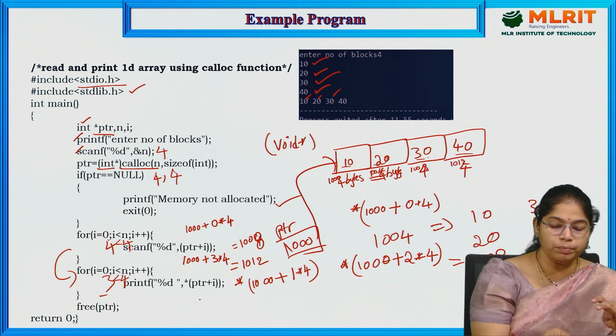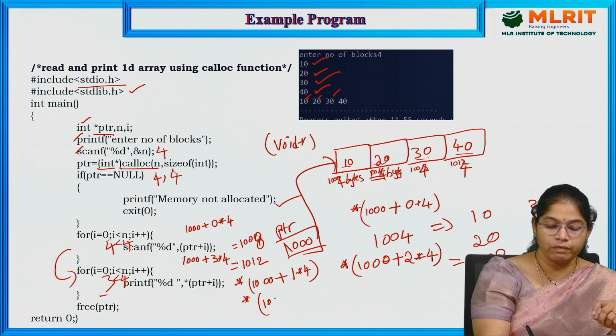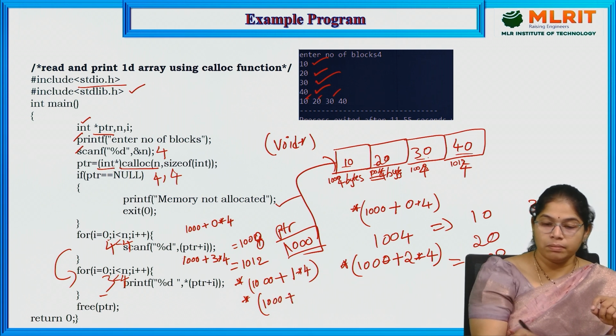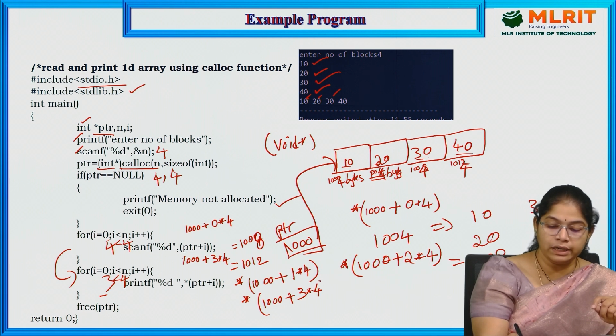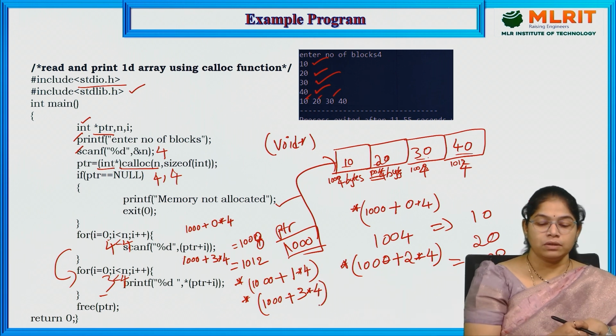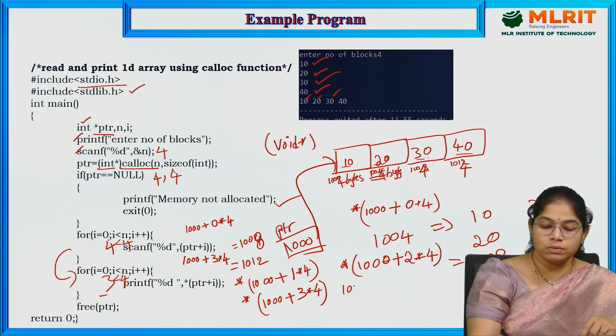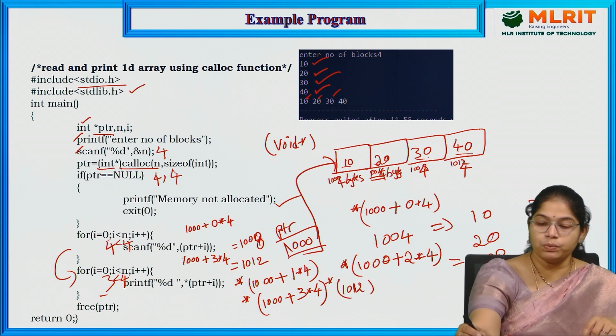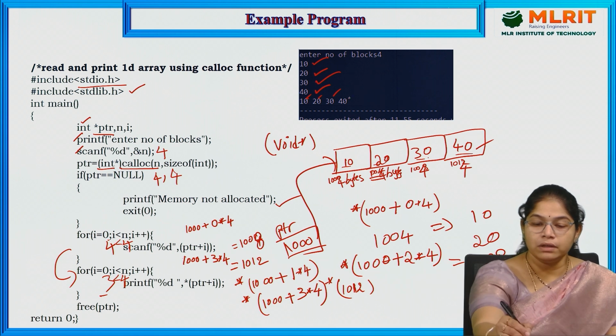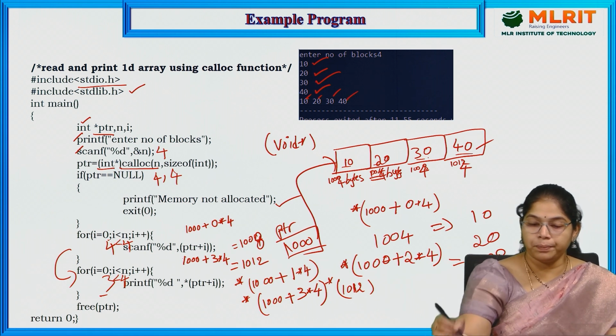Then I want to print the value stored in the location *(ptr + i), where ptr value is 1000 plus i, here 3, and it is an integer type. For int it is 4 bytes, so 1012. In the location 1012 I have a value 40, that is going to be printed.